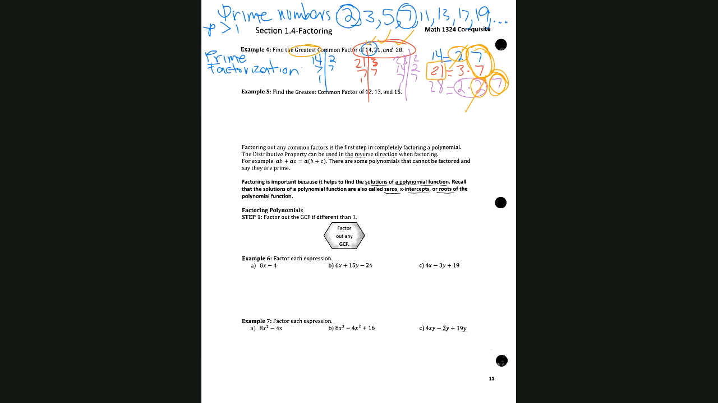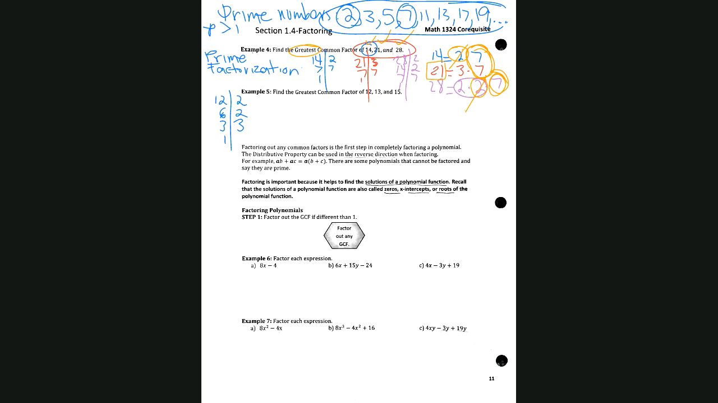Now, let's try to do the same for the next set of numbers, 12, 13, and 15. So the prime factorization of 12, we could divide by 2, we will get 6. And I know 6 could be divided by 6, but we want to use numbers that belong to the set of prime numbers. So we could say we could divide again by 2. We will get a 3, and 3 is prime, so we can only divide by 3, and that will give us a 1.